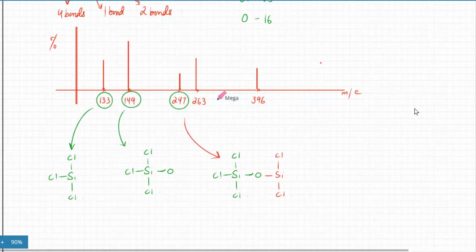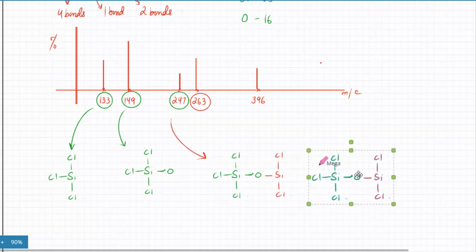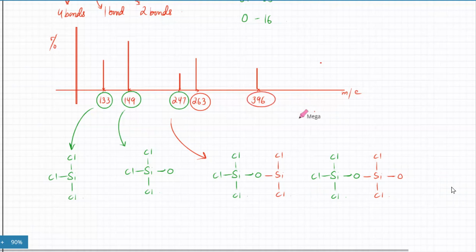So what is 263 now? That's one more, 16 from oxygen. So it's just 16, so we add it on this one. Let's do this on the side. So we have to add oxygen here. There's going to be one more oxygen, and finally the last one is 396. Now what's the difference? You need to add 133 again to 263, and then we get the full 396. So at the end, add SiCl3 again.